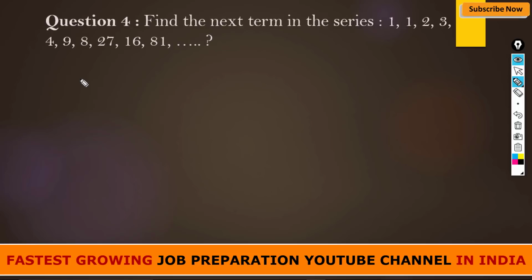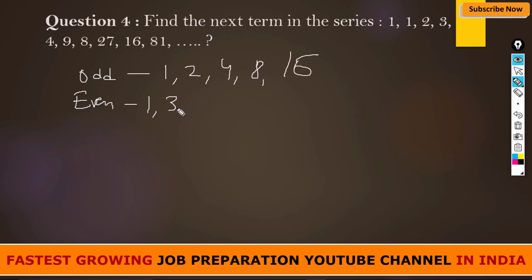Now, if you observe it properly, you can see the even places are following one geometric series and the odd places are following another geometric series. So let us first write all the numbers that we have in the odd places and the even places. So in odd we have 1, 2, 4, 8, 16, and in even we have 1, 3, 9, 27, 81. So I hope you have understood it yourself.